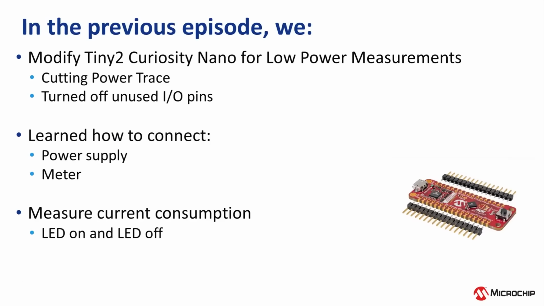In the previous video, episode 6, we modified our Tiny 2 Curiosity Nano so that we could measure the current consumption of the Tiny 2 by effectively disconnecting the programmer debugger. We did this by cutting the power trace and soldering in header pins. We then went through turning off unused I/O pins to prevent leakage current from adversely affecting our measurements. We then went through all of the previous projects and measured their current consumption both when the LED was on and when it was off.